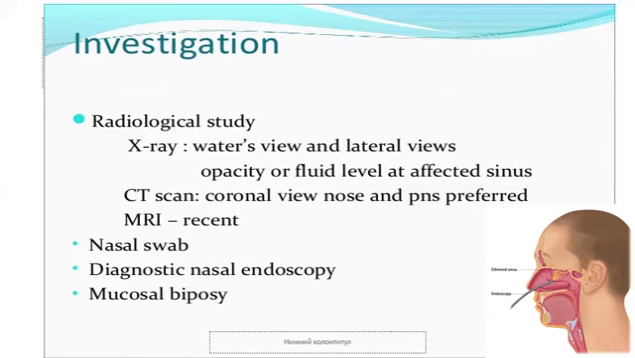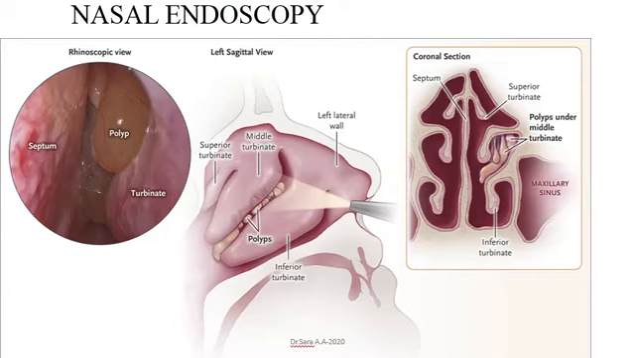For the investigation, how we can make the diagnosis, the radiological study is very important. During the radiological study, we need first the X-ray examination, then the CT scan, and sometimes we need MRI. But diagnostic nasal endoscopy is sometimes our gold standard. This is the nasal endoscopic view, examined with a flexible or rigid endoscope. Our important key point is the osteomeatal complex, under the middle turbinate, this area.